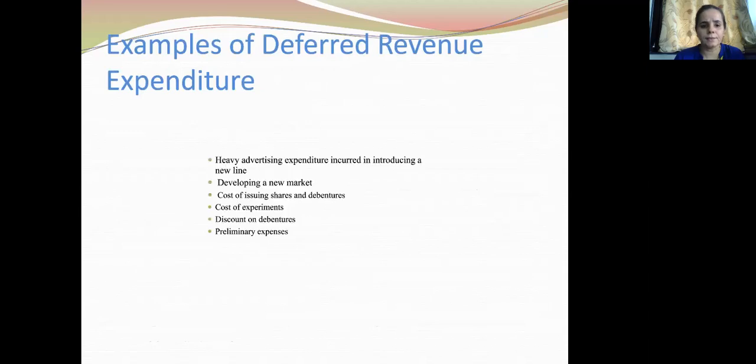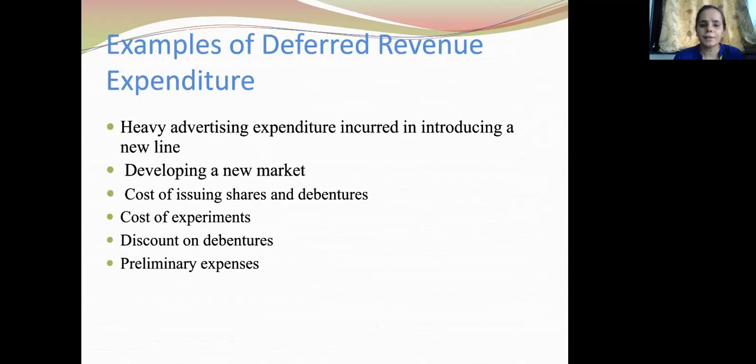Let us, students, see the examples of deferred revenue expenses. Heavy advertisement expenditure incurred in introducing a new line, developing a new market, cost of issue of shares. Here, I would like to mention, students, the cost of issuing shares and debentures. Usually the preference shares and debentures are issued in the market for 5 years, 10 years. So we know that after 5 years, after 10 years, we have to redeem them. So whatever expenses we incur for issuing these shares come under deferred revenue expenses. Same thing: cost of experiments, discount on issue of debentures, and preliminary expenses. These are examples of deferred revenue expenses. It means its benefit is not exhausted in 1 year. Its benefit is for a longer period.